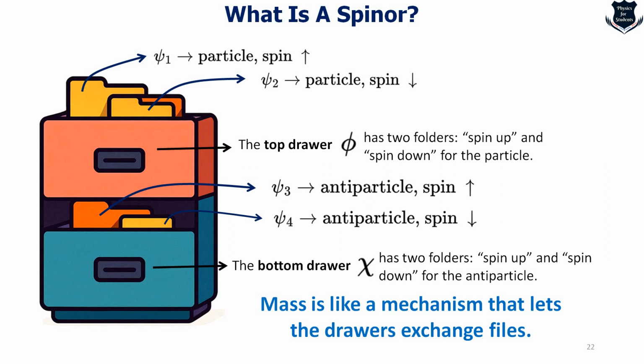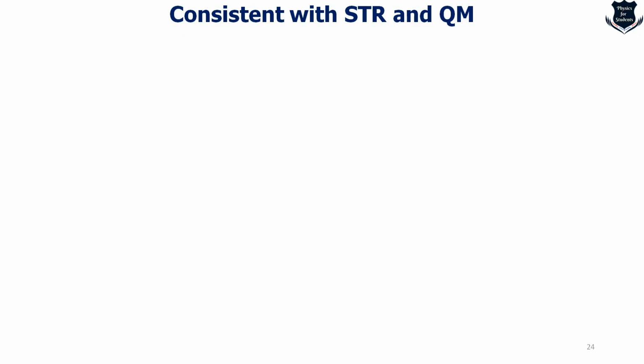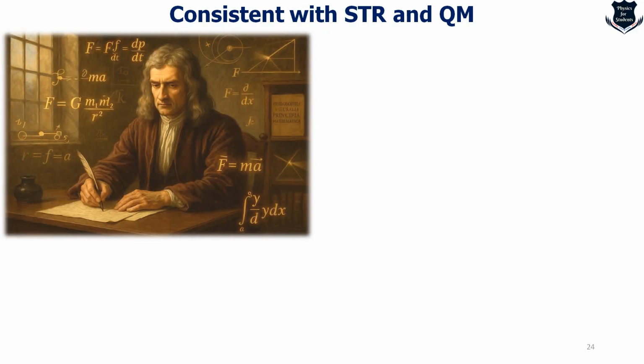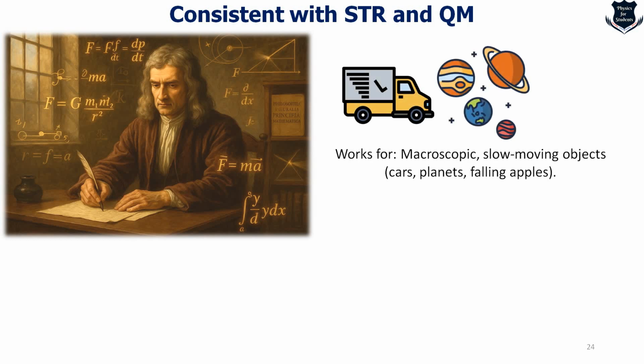What is a spinor? Now the definition also tells that this equation is consistent with special relativity and quantum mechanics. Now why on earth would we suddenly bring up special relativity and quantum mechanics? Let us understand that. Before Einstein and Schrodinger, physics was built on the foundation laid by Isaac Newton. So Newton's laws of motion and universal gravitational law could describe everything from a falling apple to the orbit of planets, and the second law connects force, mass, acceleration and everything.